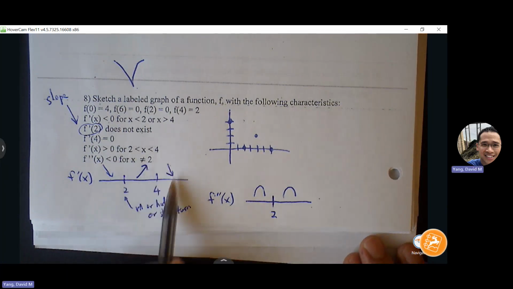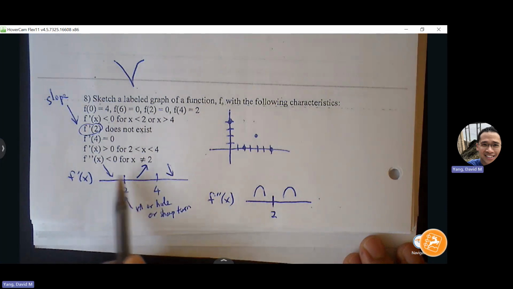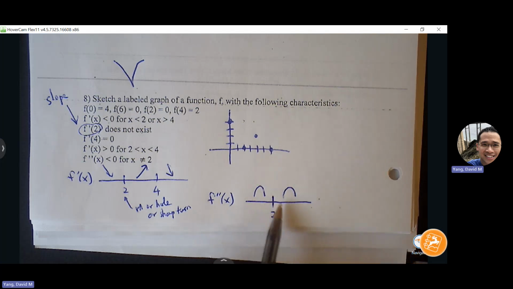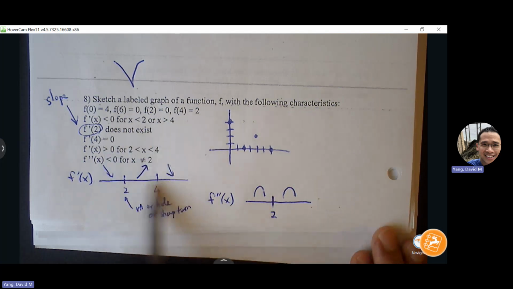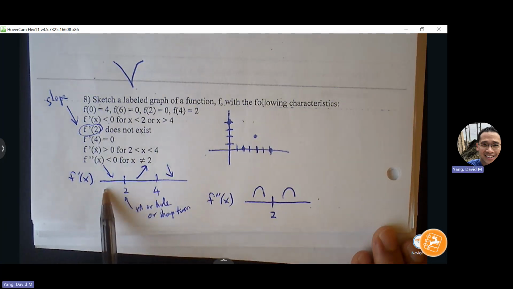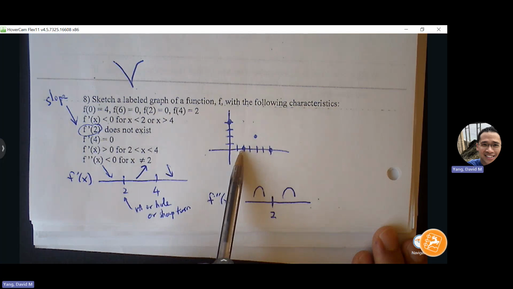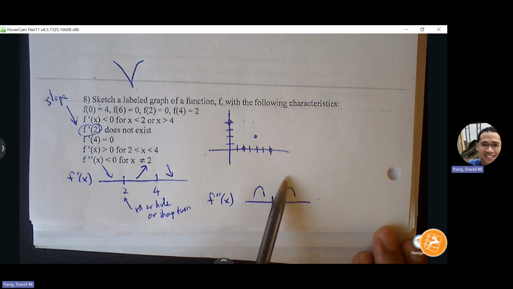So let's sketch the graph with this first, right? This is going to lay out the path, and this is going to clean up that path a little bit. But if you're sketching this graph first, then you may get a wrong idea as to what the graph looks like. So this is a better place to start. So the graph is going to decrease until it hits a minimum at 2. It's going to rise to a max at 4, and it's going to decrease after that.